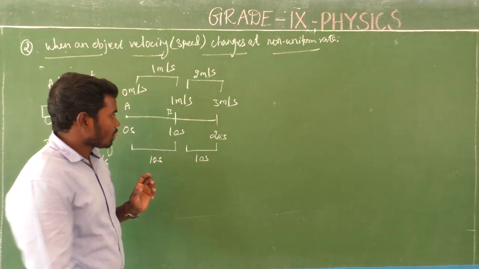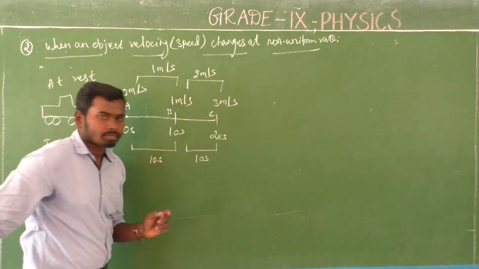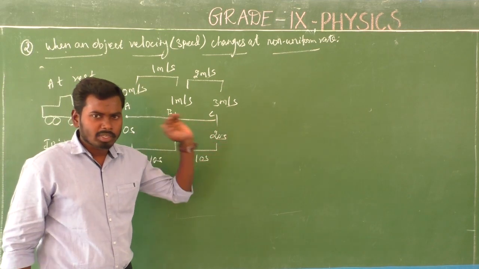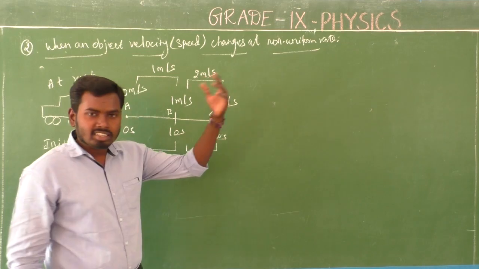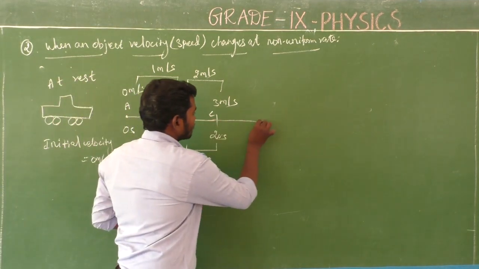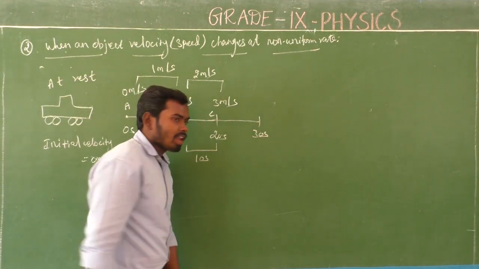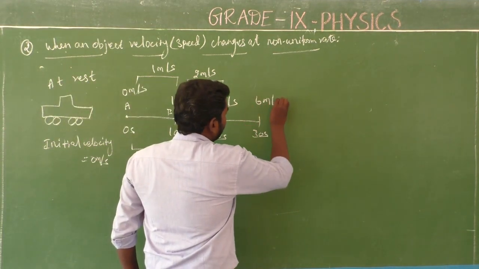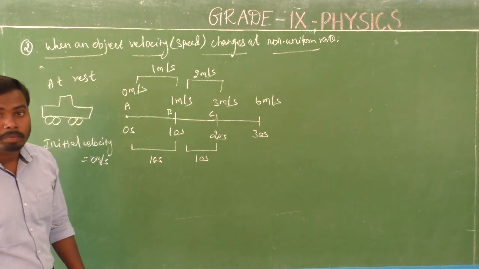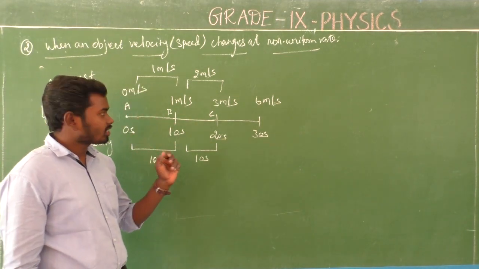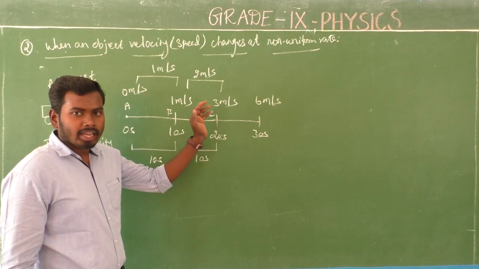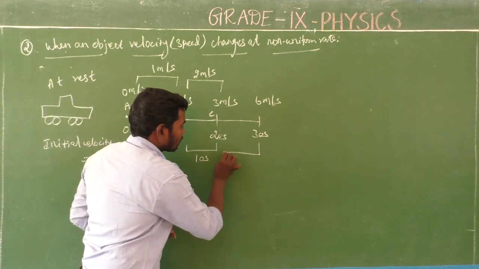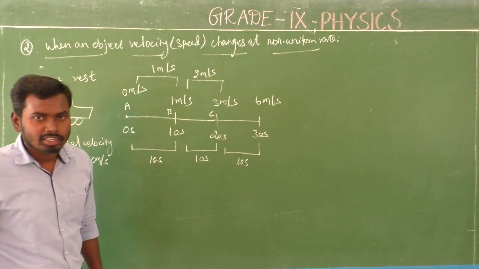Is it clear? Yes. Now the car comes to position C. This is position C. Is it clear? Yes. From the point C, in the next 10 seconds, the velocity of the car changes to 6 meters per second. How much? 6 meters per second. From what velocity? From 3 meters per second to 6 meters per second within 10 seconds. Time factor 10 seconds. Is it clear?